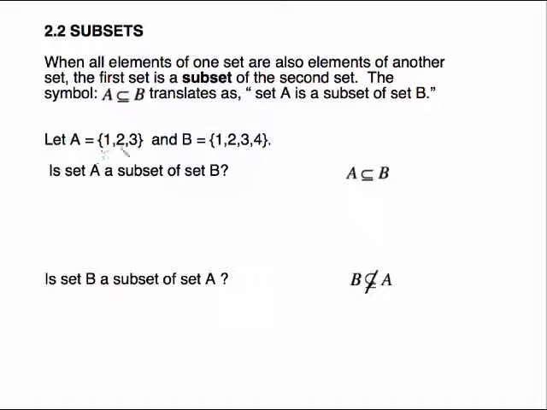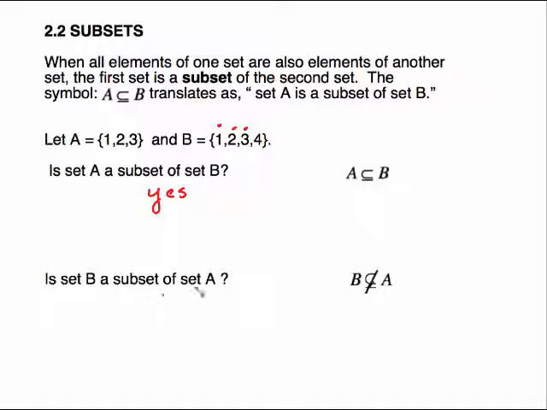So let set A equal 1, 2, 3, and let set B equal 1, 2, 3, 4. So we're asking the question, is set A a subset of set B? All you have to look at to determine if A is a subset of B is this: is every element in set A also an element of set B? So here's 1, 2, 3, yep, every element of A is an element of set B. Therefore, we would say A is a subset of B. So answering the question, is A a subset of B? Yes. And the symbol for that is A is a subset of B.